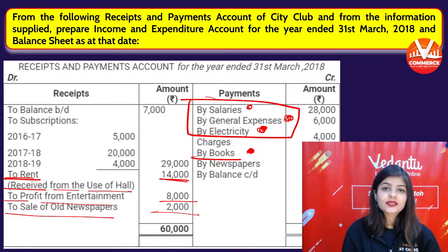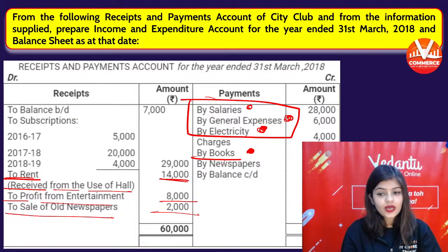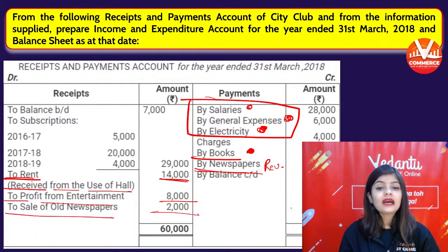Books are an asset. You are purchasing an asset, so you will not record it in the income and expenditure account, because payment for books is capital expenditure, which will not be recorded in the income and expenditure account. Also, newspapers are capital expenditure? No, newspapers are not capital expenditure. Newspapers are revenue expenditure, so this will also be recorded in the income and expenditure account.